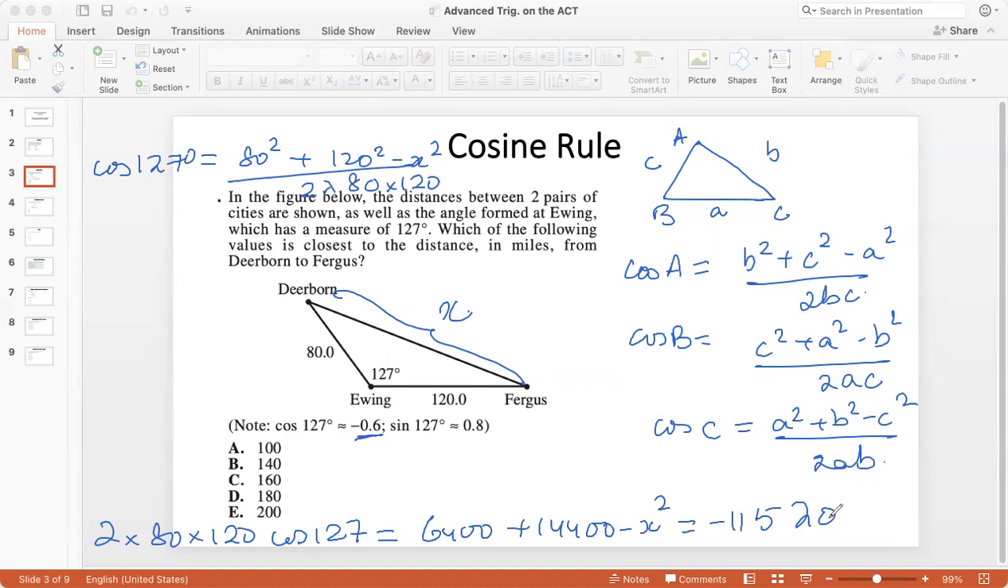6400 plus 14400 plus 11520, and that's 32320. So x squared is 32320. So x would be the square root of 32320, which is almost 180. So the answer is D.